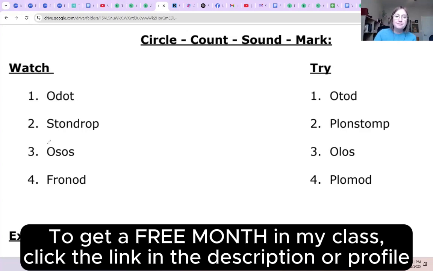So for number 3, this O is going to say O because of the tap 2 rule. This O will say ah because of the tap 2 rule. So we have O, s, ah, s. O sauce. O sauce. Try yours over here.